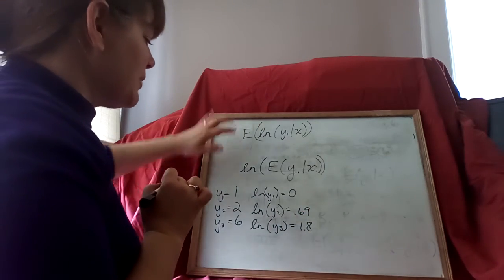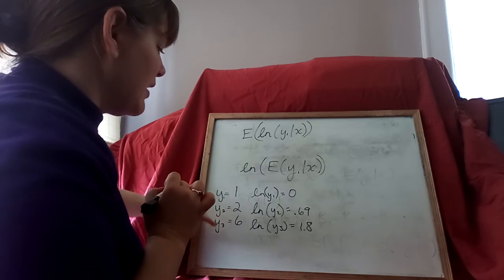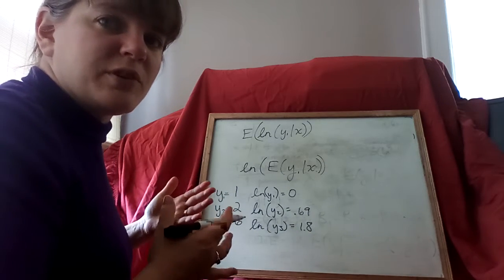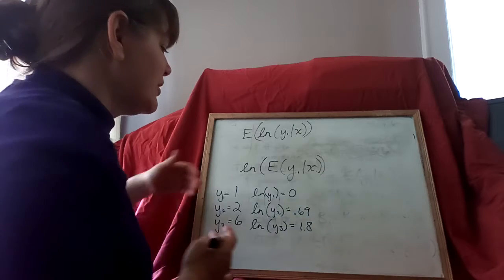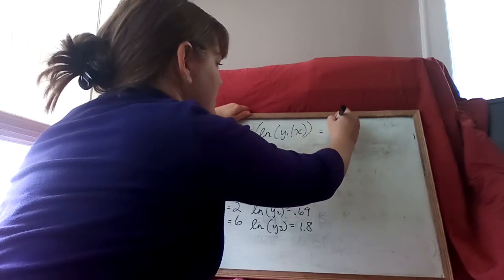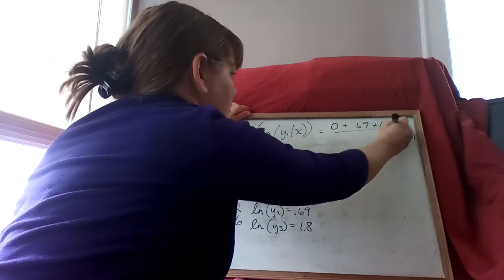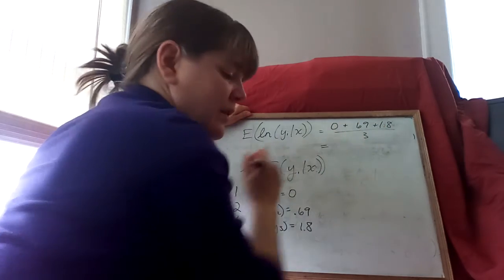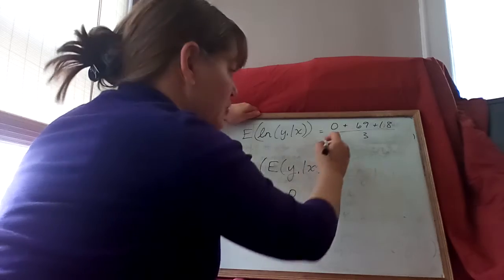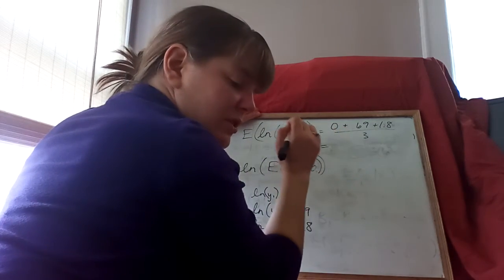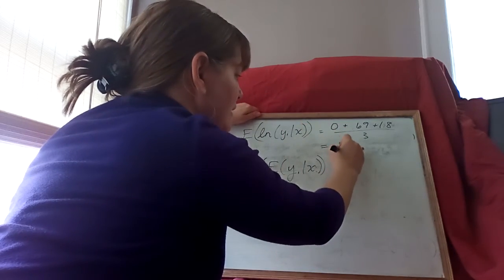So if we want to take the expected value of the log, you think about expected value, of course, when we're dealing with data as an average, we're going to take an average, so 0 plus 0.69 plus 1.8 over 3. And that gives us 2.5 over 3, essentially, which is 0.83.